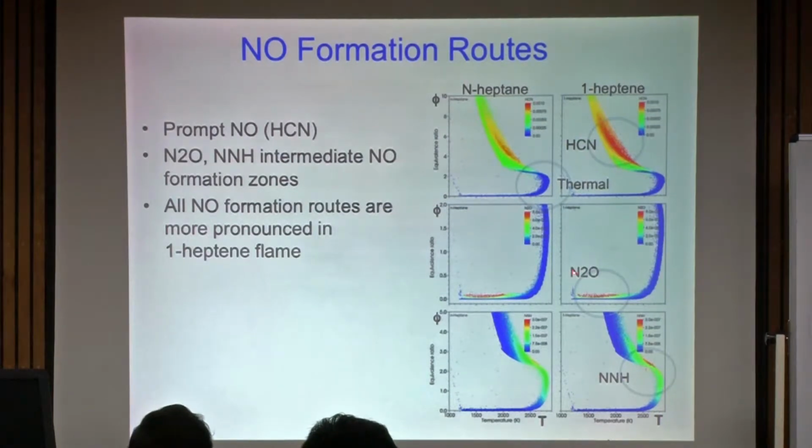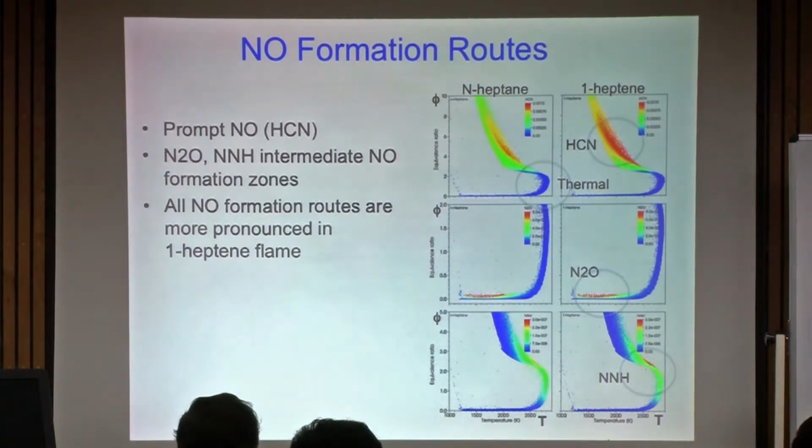Then N2O mechanism, it also produces NO. So N2O species is also higher in 1-heptene. And where is it produced? Very lean and low temperatures. So this is a very unique way of looking at the details of the flame, because if you do just contours, it's very difficult to make a lot of conclusions.